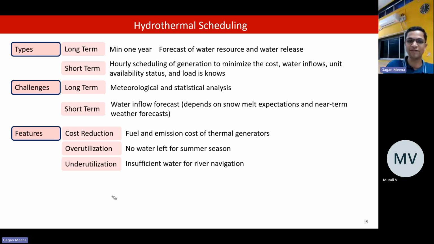Then underutilization: if we do not release water, then the river may not even complete its course. The river has to reach its destination. And there is river navigation also. In India, we don't have that much navigation. River navigation is less right now, although now the government is creating national waterways in the river Ganges. But in most of the rivers, we don't have much navigation. In some European countries, they heavily depend upon these waterways.